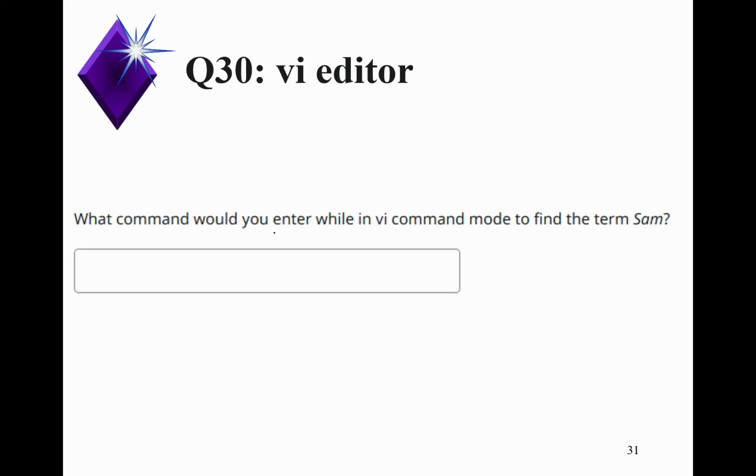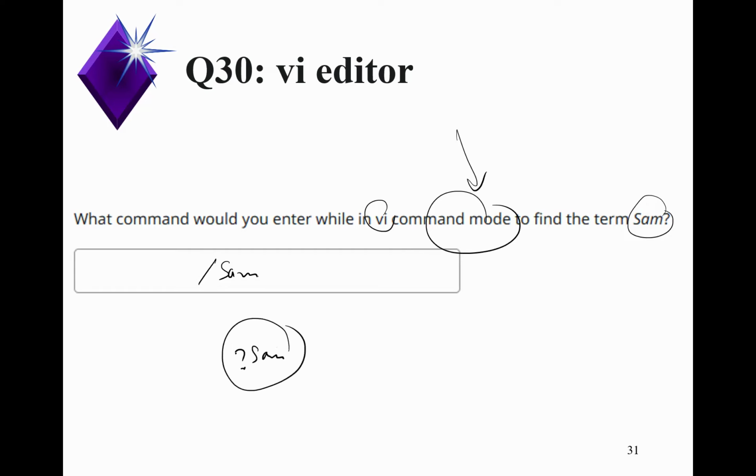So what command would you enter in VI command mode to find the term SAM? /SAM. Yeah, /SAM. But this is the command mode, that means the initial mode. So when you open and you want to find SAM, you write /SAM. Okay. And if you want to search backward, it's question mark SAM. Maybe I should put a note here, right?